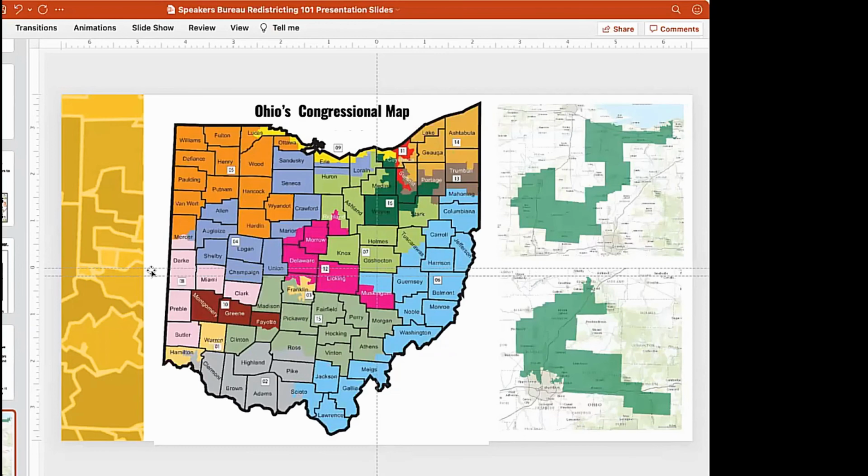This is a map of Ohio's congressional districts. And so you don't get confused, I'm now talking about the people we send to Congress, not the ones we send to the state. And this is what the districts look like now. You can see each one has a different color. You can see what weird shapes they have.